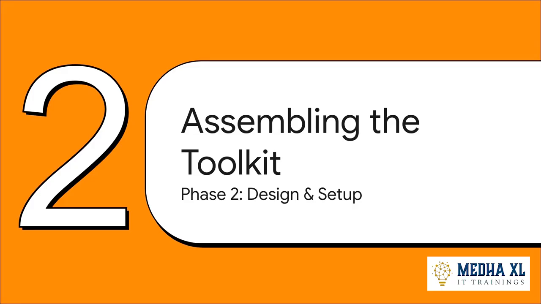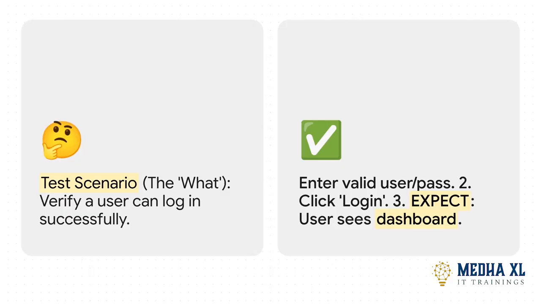Okay, so our map is drawn, the strategy is set. Now the quest moves into phase two. It's time to actually assemble our toolkit and build the arena where the tests will happen. This is all about test case design and setting up the environment. This is where we get really specific. We take that big picture test scenario, that's the what we want to test, and we break it down into a super detailed test case. That's the how. It's like a step-by-step recipe. Step 1, do this. Step 2, do that. And here's exactly what should happen. You script out every single action so absolutely nothing gets missed.